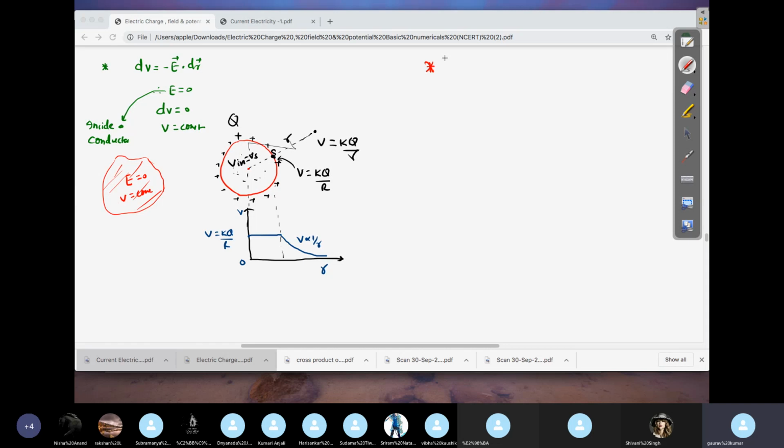This is the last concept. KQ by R, sorry, this is R. Calculation of work done or energy. Energy of a system using the concept of potential.